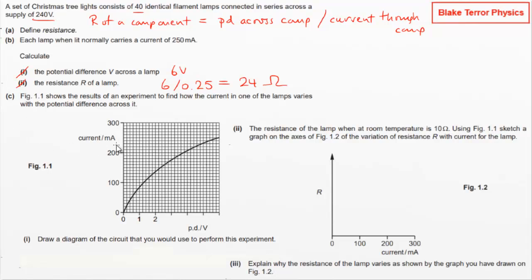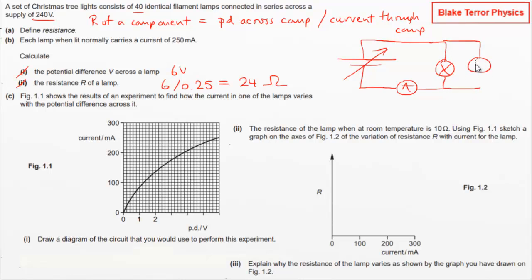Right, part C, figure 1.1 shows the results of an experiment to find how the current in one of the lamps varies with PD. Right, so they've done the usual setup of draw the circuit diagram. We have these sort of things come up all the time. It's just so much easier to have a variable supply rather than messing around with potential dividers, I always think. So there's the variable supply, there's your ammeter in series. We're only looking at one lamp. There's your one lamp, and there's your voltmeter in parallel.